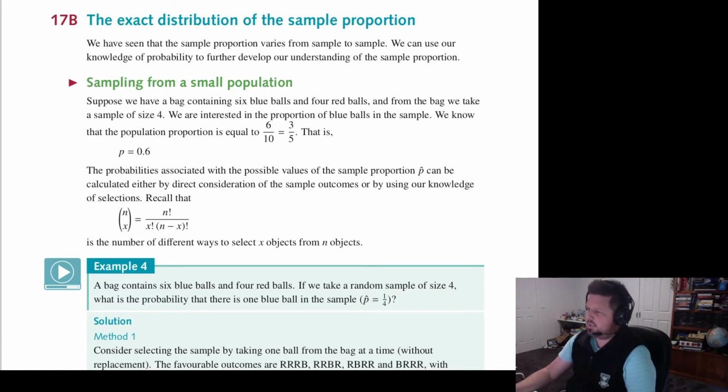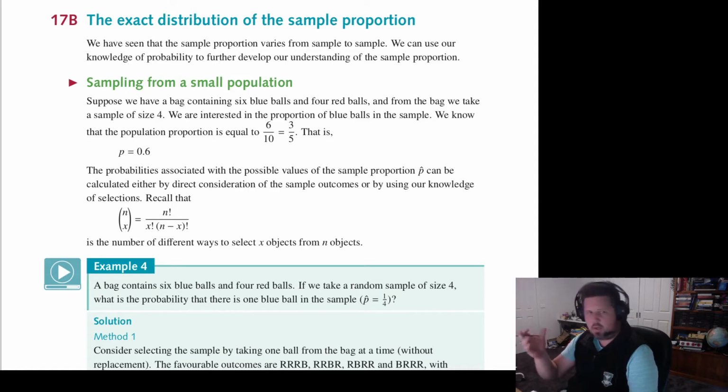It says here, suppose we've got a bag containing 6 blue balls and 4 red balls, and from the bag we take a sample of 4. It says we're interested in the proportion of blue balls in that sample, and we know that the population proportion is 6 blue balls out of the 10 in total, which simplifies down to 3/5. So in this particular case P is equal to 0.6.